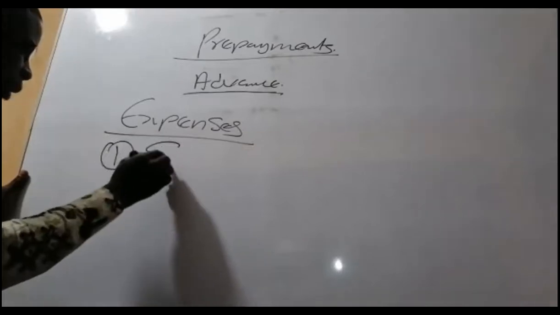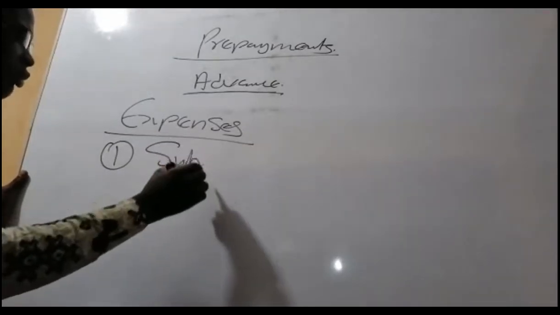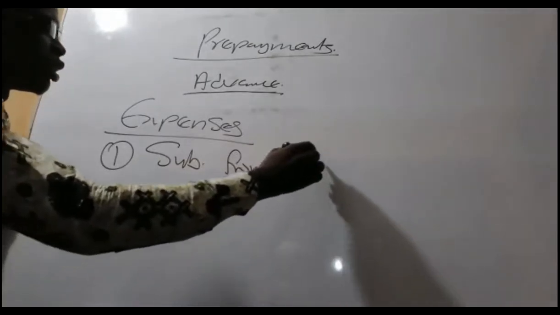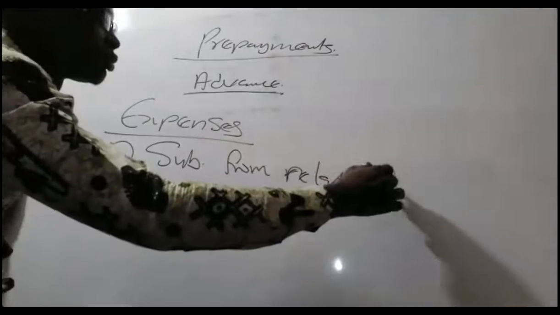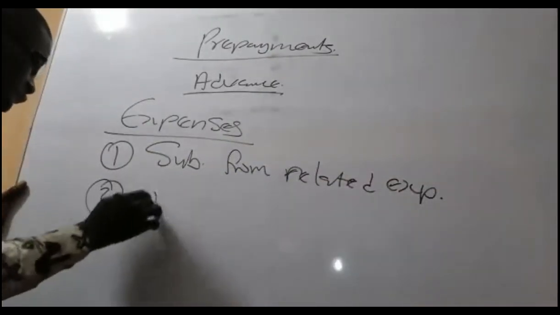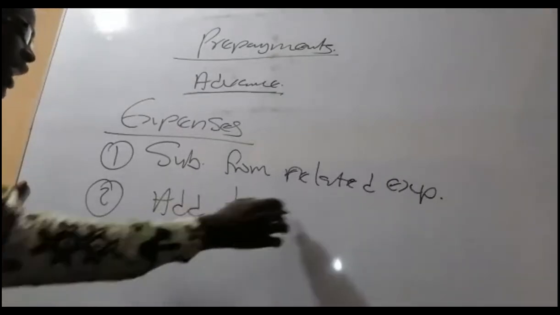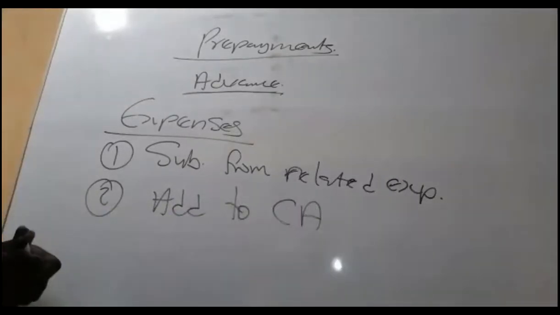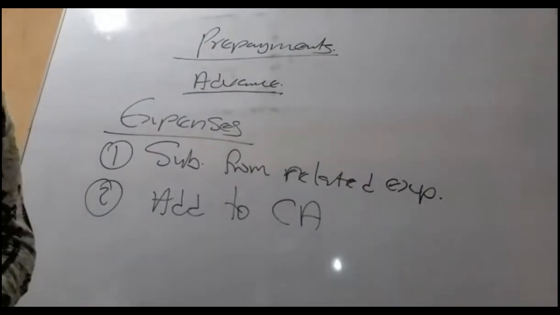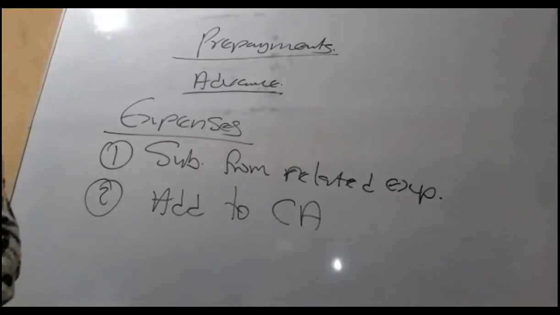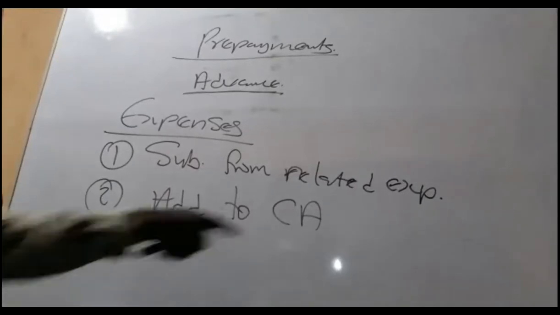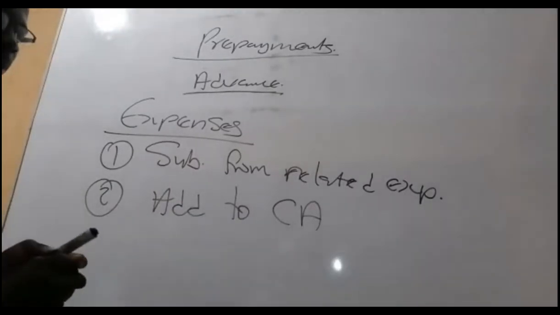One, subtract from the related expense. Why? Because it's not for that year. Two, add it to current asset, because that one is a plus for you. The guy has not performed the work, but you have paid the guy in advance. The guy owes you a service. So that one is a plus to you. So add it to current asset. We are done. Good.